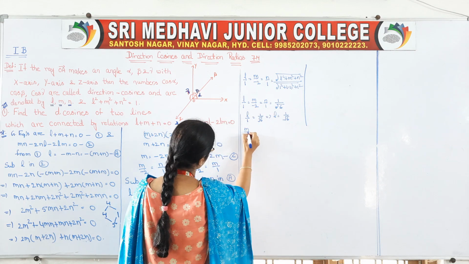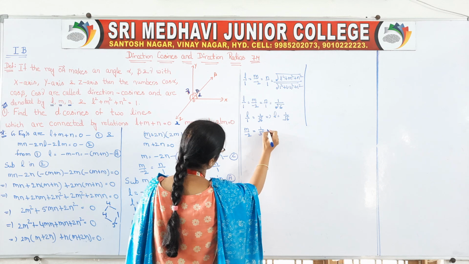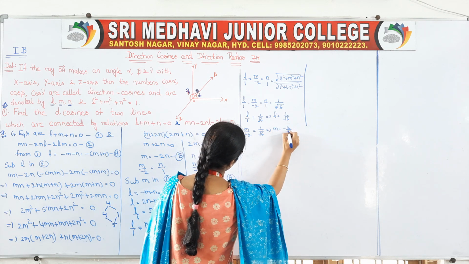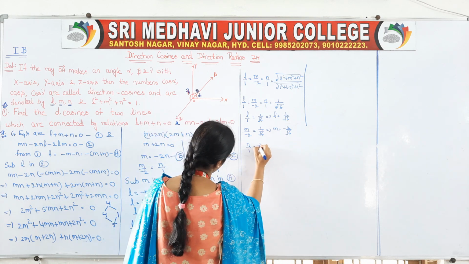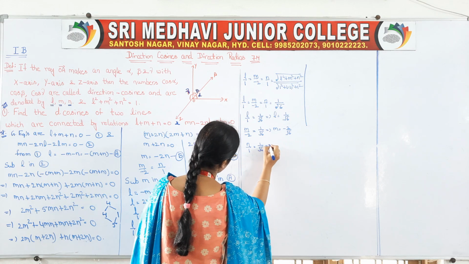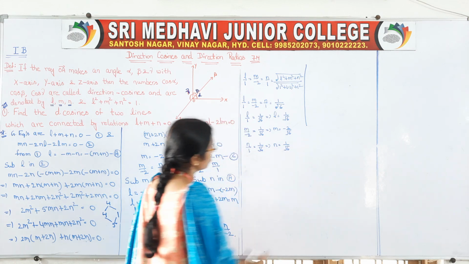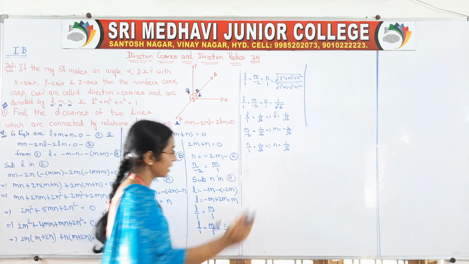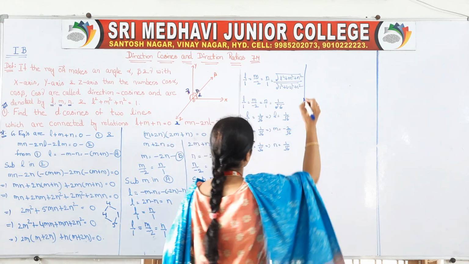Next you equate m by minus 2 is equal to 1 by root 6. So m is equal to minus 2 by root 6. Similarly, n by 1 is equal to 1 by root 6. So we can take n is equal to 1 by root 6. We get one set of direction cosine values, right? Similarly, you take the second one.